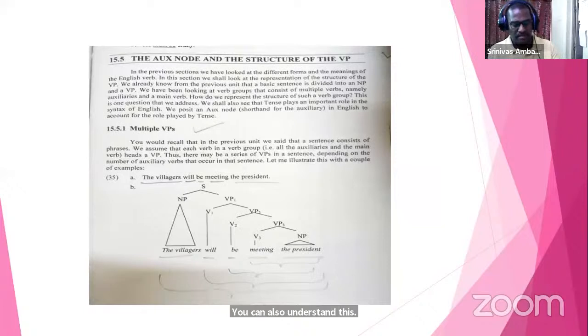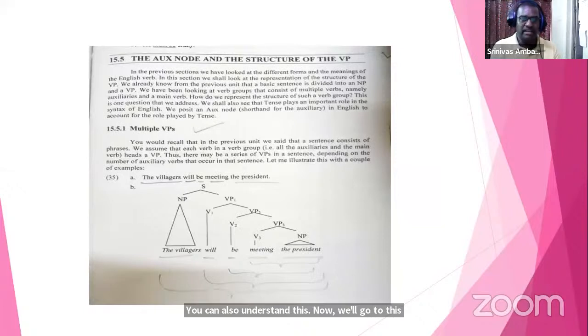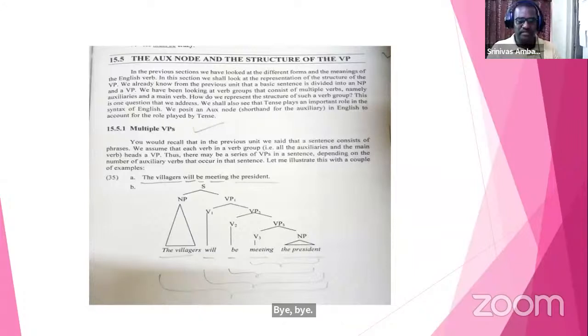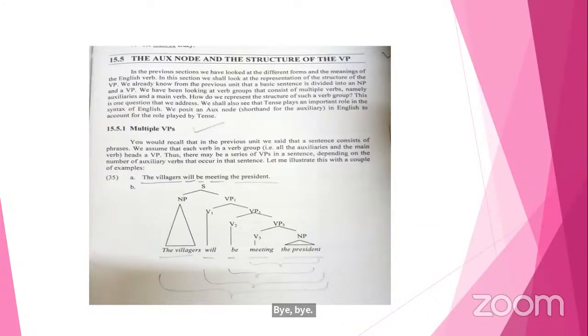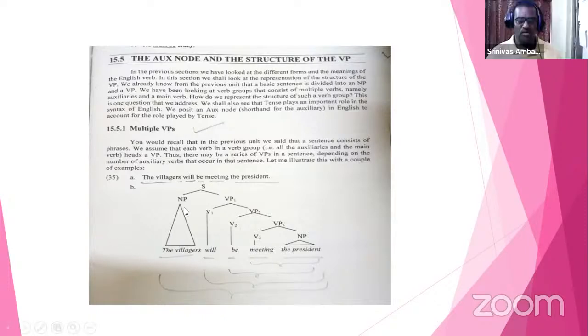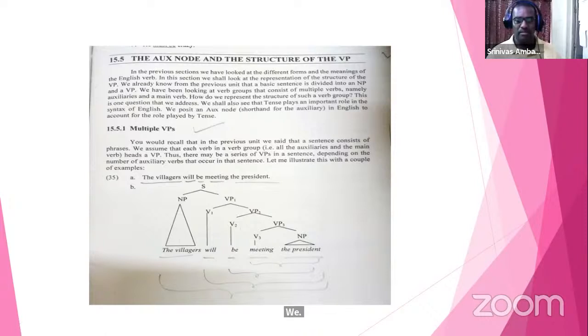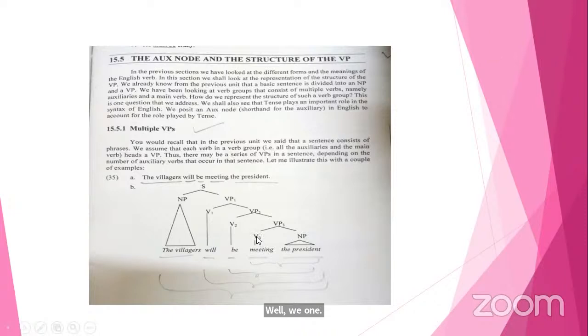Page 199. Multiple VP means verb phrase. Read this diagram. The villagers will be meeting the president. The villagers is a noun phrase. Will is a verb, a modal or helping verb. Be is also a verb. Meeting is also a verb. The president is a noun phrase.